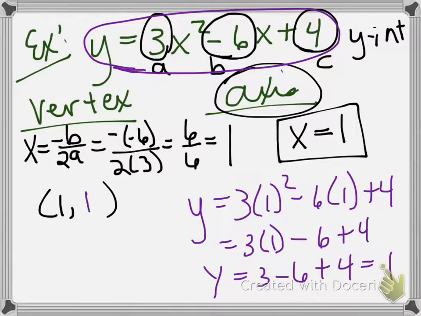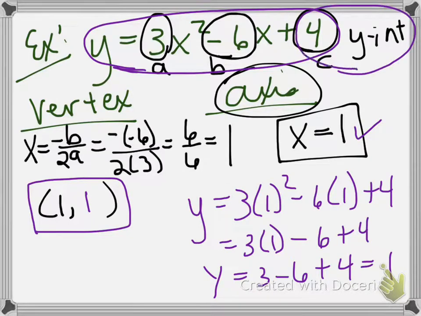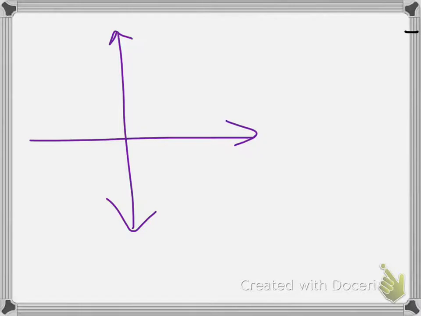So my vertex is at 1, 1. My axis of symmetry is at 1, and my y-intercept up here is going to be 4. So 1, 1, 1, and 4. Let's graph this. The vertex was at 1, 1, which is right here. The axis of symmetry goes through the vertex point as straight as I can, not a very straight line drawer.